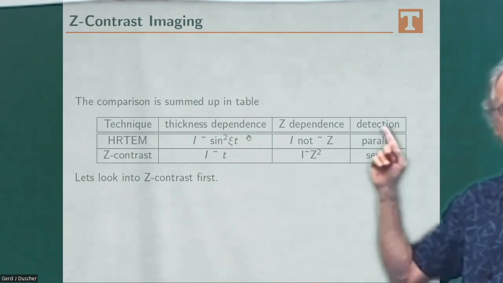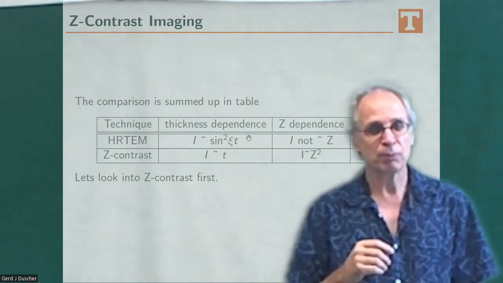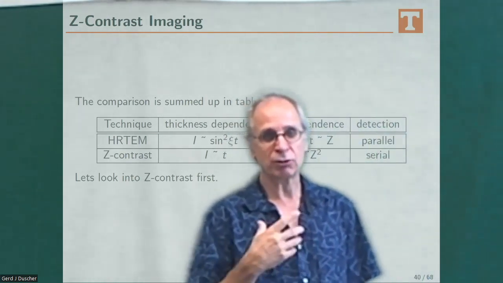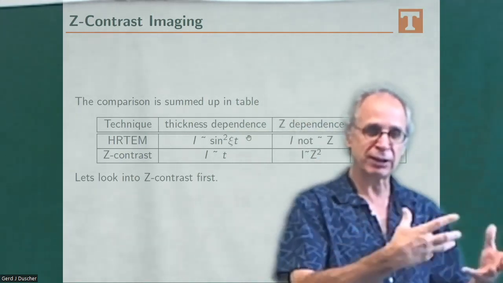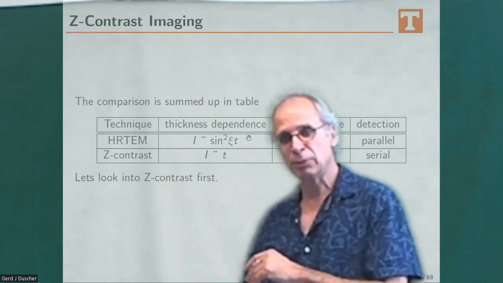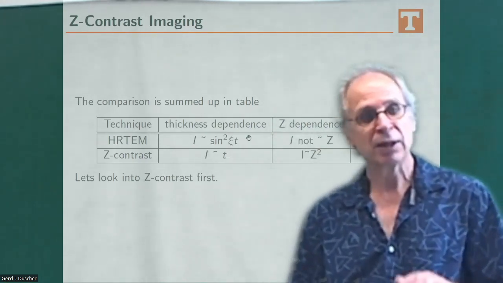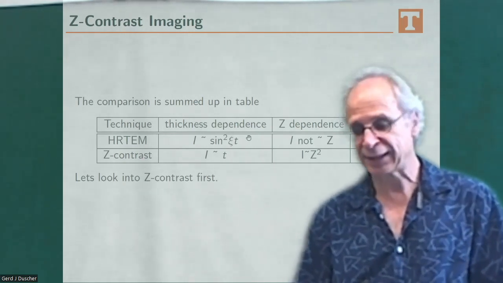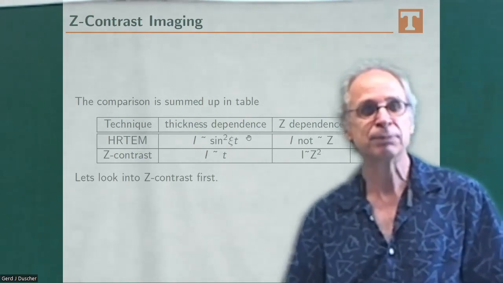The key thing is we have two different detections. One is parallel, one is serial. And so doing them together is often beneficial because you see contrast to know what the atoms are doing. And then you can do a parallel image to know where exactly they are. It's not done very often, but that's where we are talking about opportunities with machine learning.